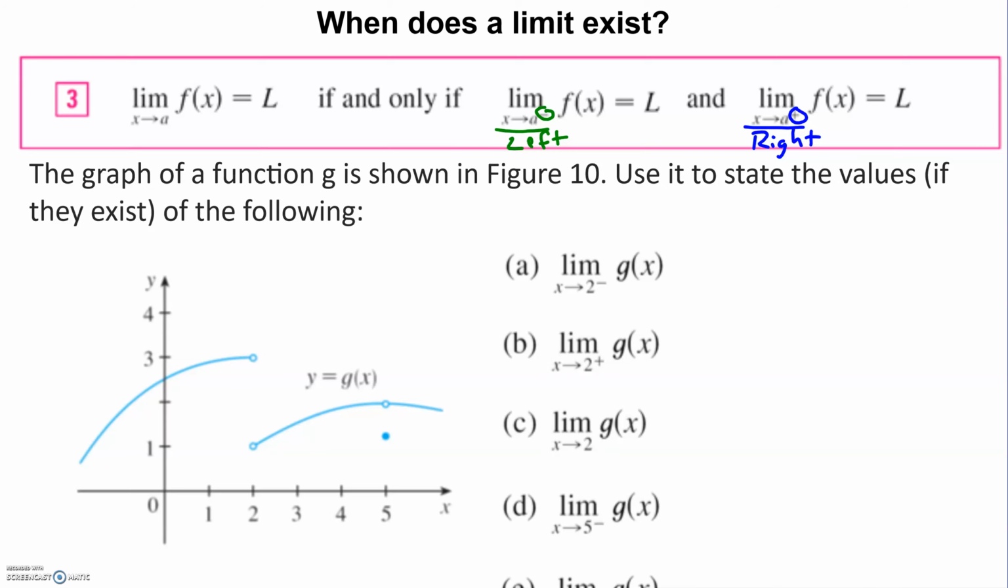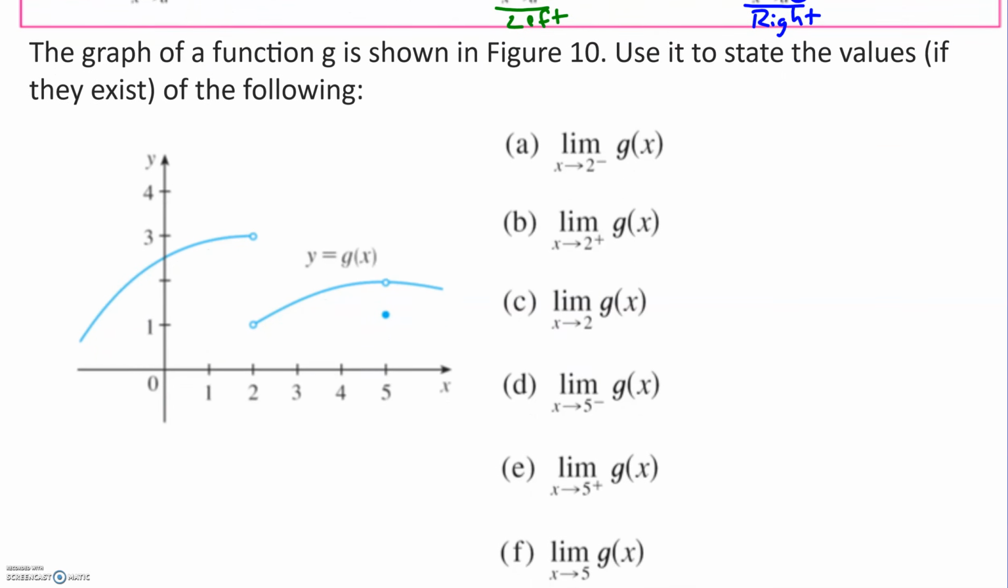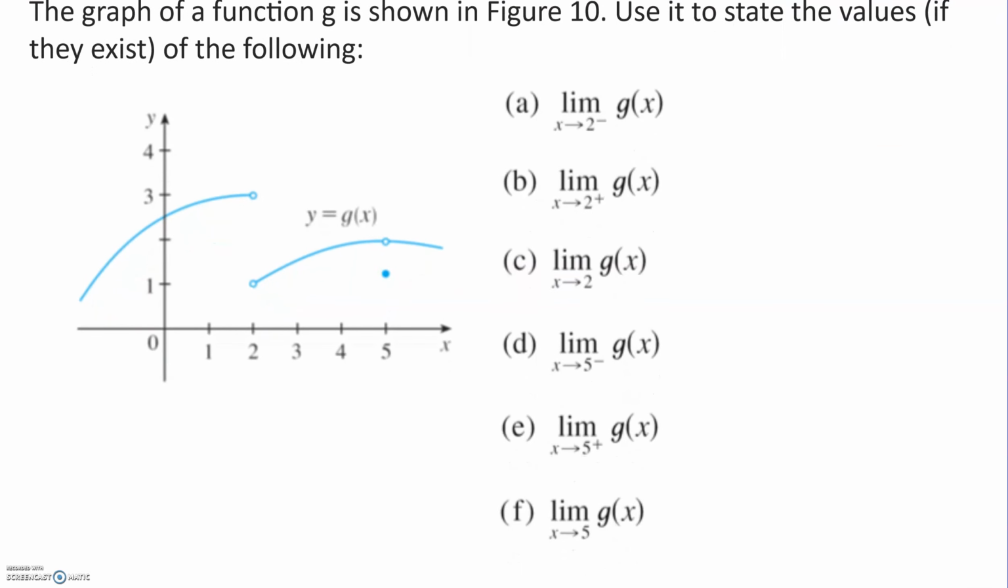To better illustrate that, let's look at this lovely piecewise function that we have here, and we'll calculate some left-hand and right-hand limits. Let's first start with the left-hand limit at 2. I know it's a left-hand limit because I see that negative there. So I'm looking at the values just to the left of when x equals 2, and I'm going to estimate the y value there. I can see that the y value would be 3. So we give our answer as 3 for that limit.